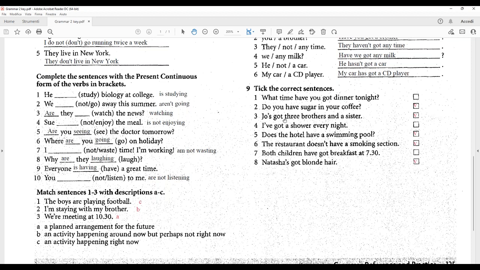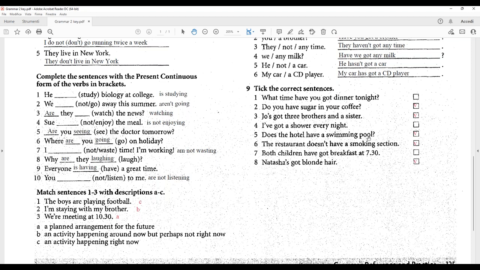Correct. Joe's got 3 brothers and a sister. This is correct. Okay, with have got. I have got a shower every night. No. Why not? Because it's a habit. So I have got a shower every night? No. I have a shower every night.